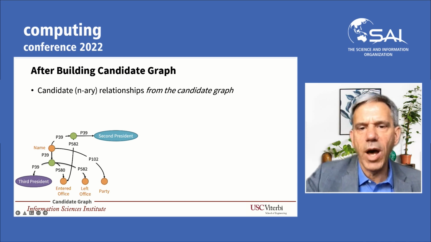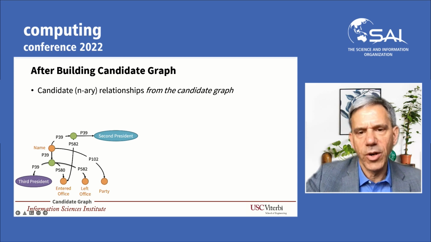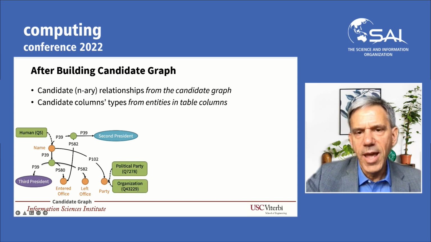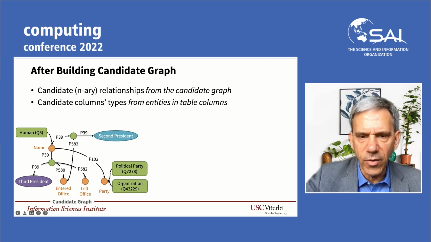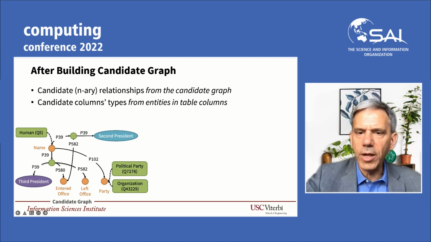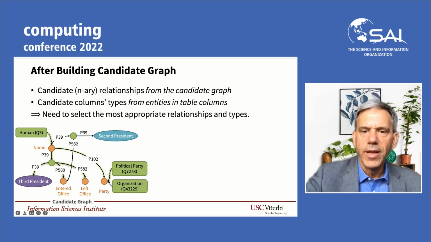It doesn't have the final model, because you can see we have several conflicting pieces of information. We don't really know, is this about third presidents or second presidents? We also have some ambiguity in terms of what these entities are. So for example, is this node here, the labeled party, does it correspond to a political party, or does it correspond to an organization? Because both of those are possible things in the Wikidata ontology.